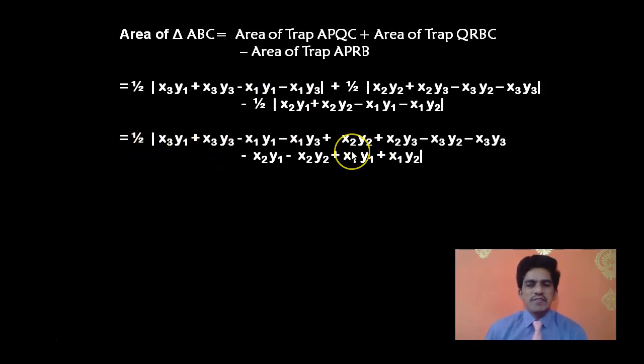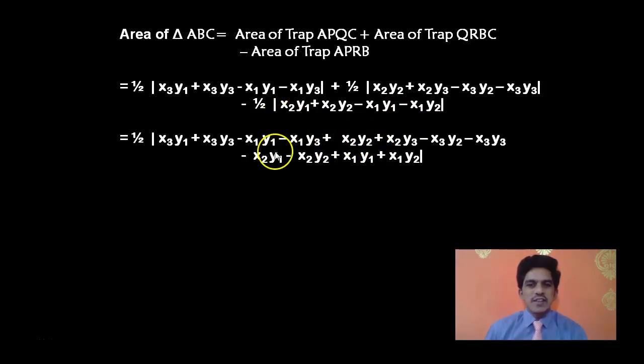I have put everything in a single absolute value, a single modulus. Now if you observe this, we have 12 terms. From the first one we have 4 terms, and from the second one we have 4 more terms. In the third case, this is minus, so you have to multiply each and every term in the third value by the negative. In other words, we have to change the sign of these four values.